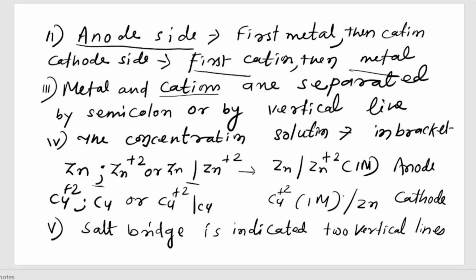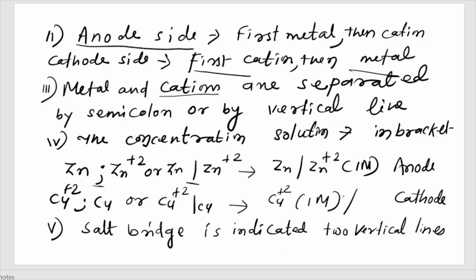So you represent like this. You represent like this: Cu, and you know that on the cathode side it is first cation, so Cu plus 2, that means Cu plus 2 oblique Cu. So here Cu plus 2 1M oblique. See here, something is wrong, because for Cu plus 2 1M, that should not be Zn, that should be Cu. So I have to correct this one. This is not Zn, this is Cu.